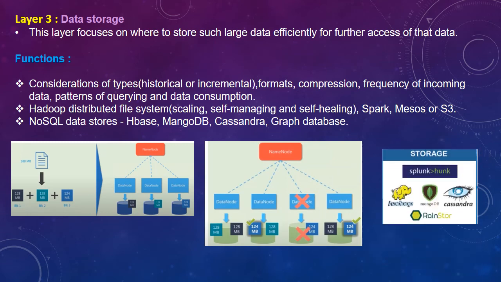Now NoSQL. NoSQL allows high performance on large data sets, and it can store unlimited sets of data of any types. So some of the NoSQL data stores are MongoDB, Cassandra, Graph Database, and HBase. So this is about layer 3.